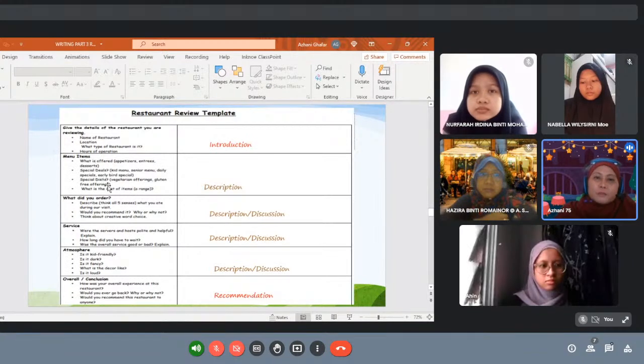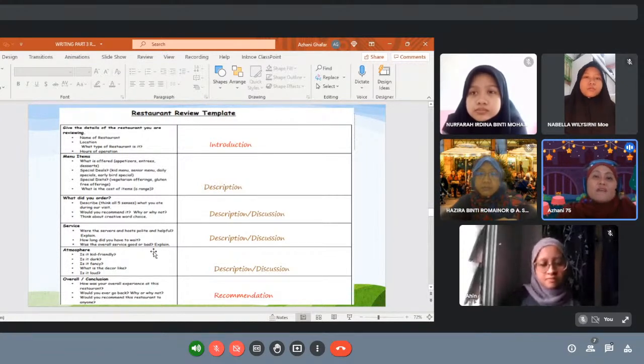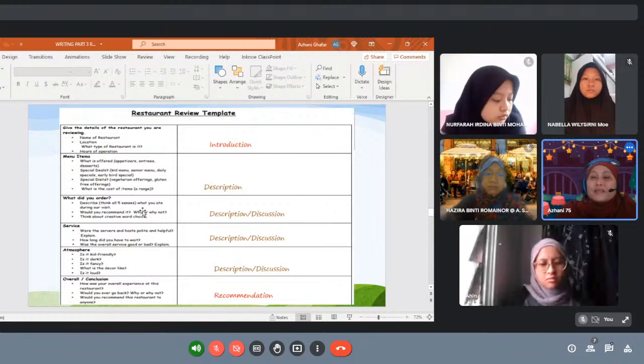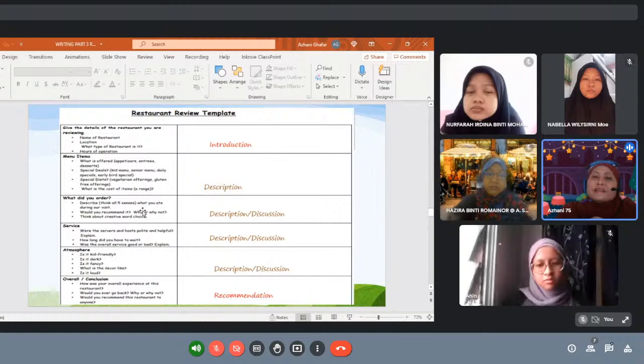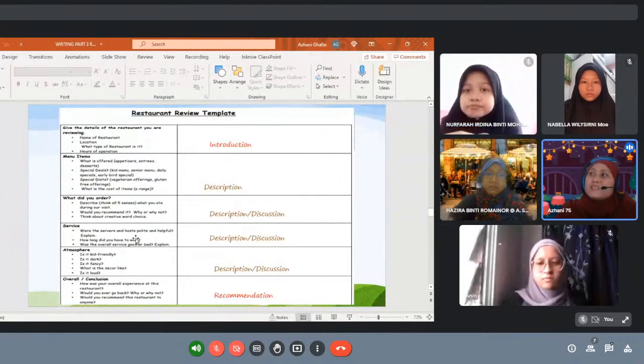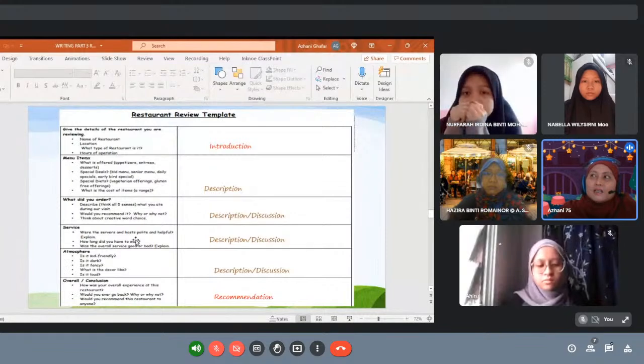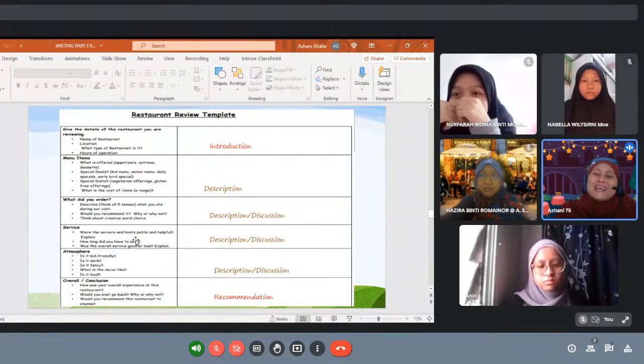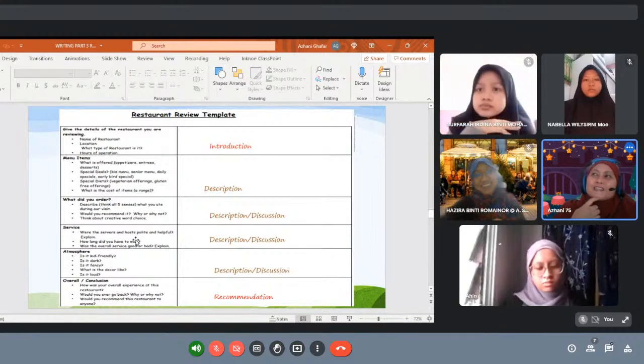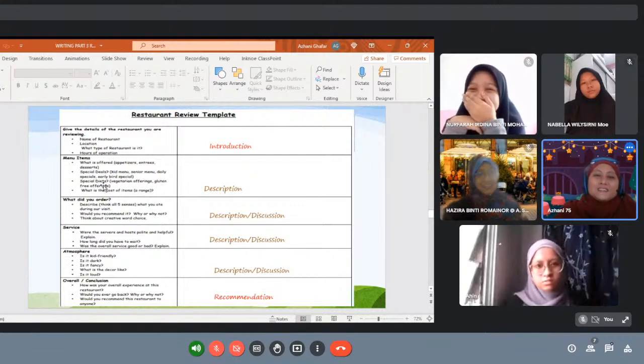Next, menu items. What is offered? That means what does the restaurant or cafe have for you as the patrons, the people who go there. Appetizers, entrees, and desserts. Appetizers, apa the little things that normally will not make you feel full. It's like snacks. Entrees are actually the main menu. For example, what is the main menu? Chicken rice or lamb ribs. Or what else? Japchae.